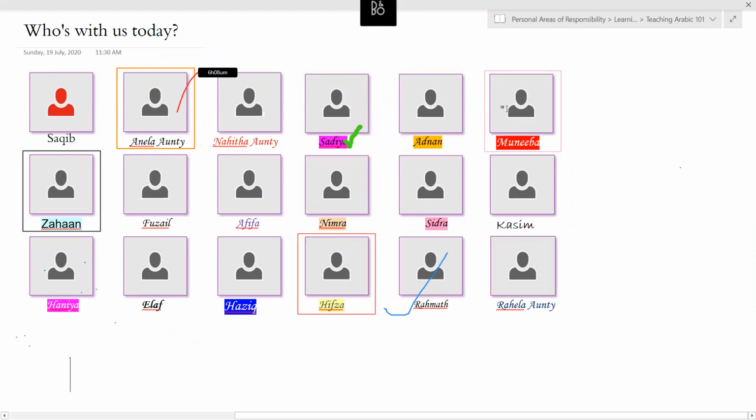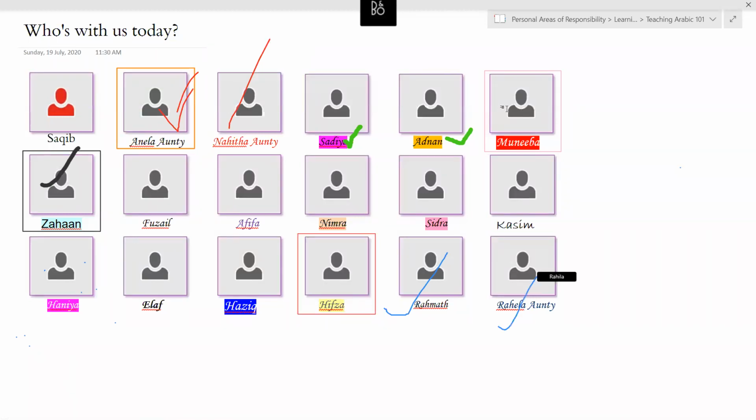We have Sadia, Rahmat, Anila Auntie, Adnan. We have Zahan, Nahid Auntie. I know Mama's also with us. Do we have Sidra and Nimra in the call? We have Sidra and Nimra as well. And Fuzail, Afifa, are you able to join? Yes. Okay, you are also in the class. Very nice. Let's continue now. Let me clean up the annotation.